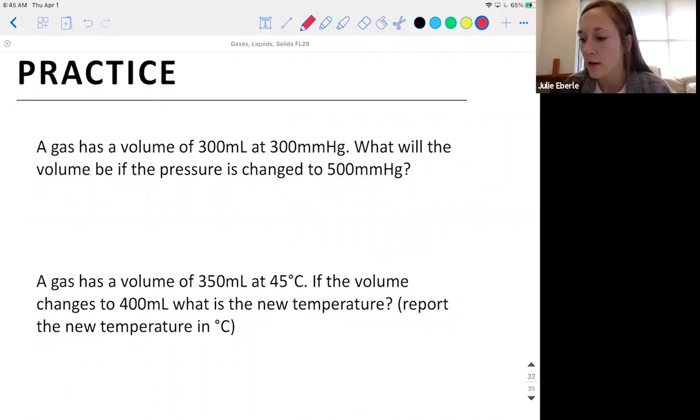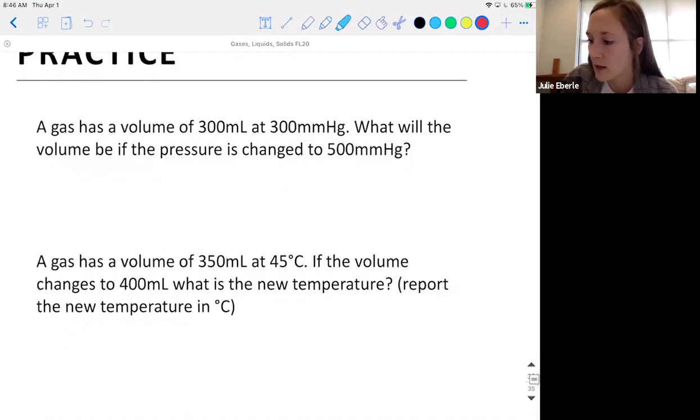Here, a gas has a volume of 300 milliliters at 300 millimeters of mercury. What will the volume be if the pressure is changed to 500 millimeters mercury? So again, this is obviously some kind of gas law problem, because we're talking about a gas. How do I know what law to use here? Anybody know what law we should use to solve this?